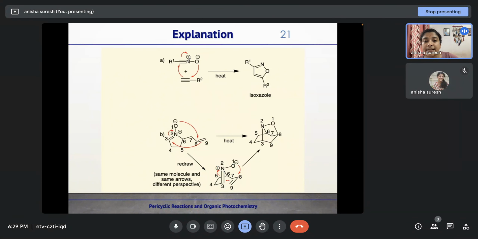So we can see this is the 1,3 dipole. So this O minus will go and attack on this carbon of the dipolarophile and this double bond will go and attack on this carbon, leading to neutralization of this positive charge on the nitrogen, leading to formation of this isoxazole.